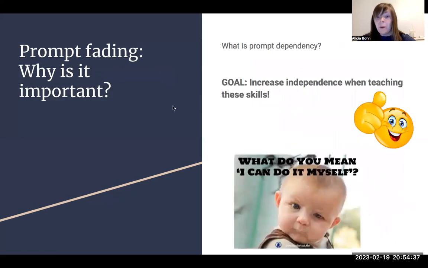Also, prompt fading. Why is this important? If we're constantly prompting the learner and not fading out those prompts, they may always be expecting that prompt, and we don't want that. Our goal is to increase independence when teaching these skills.